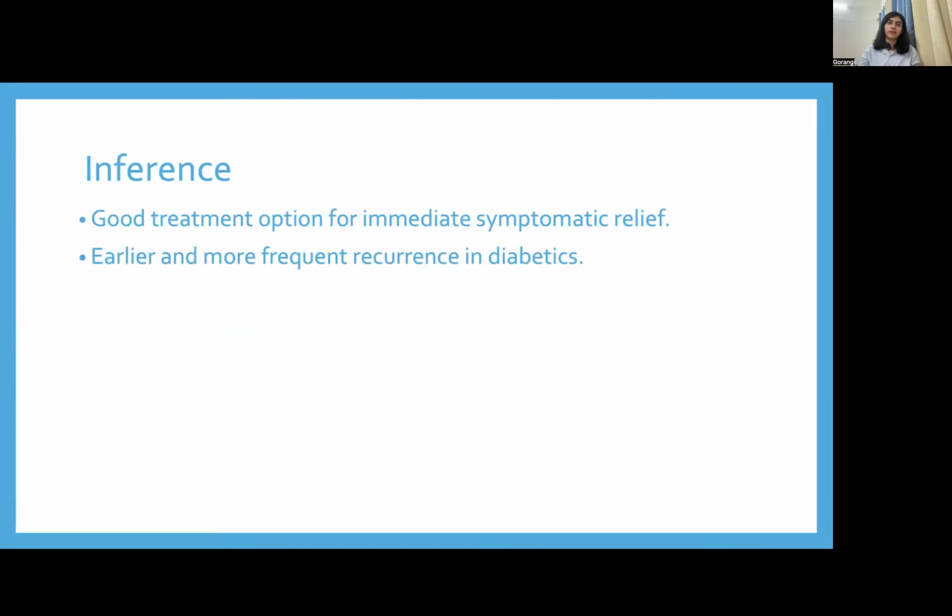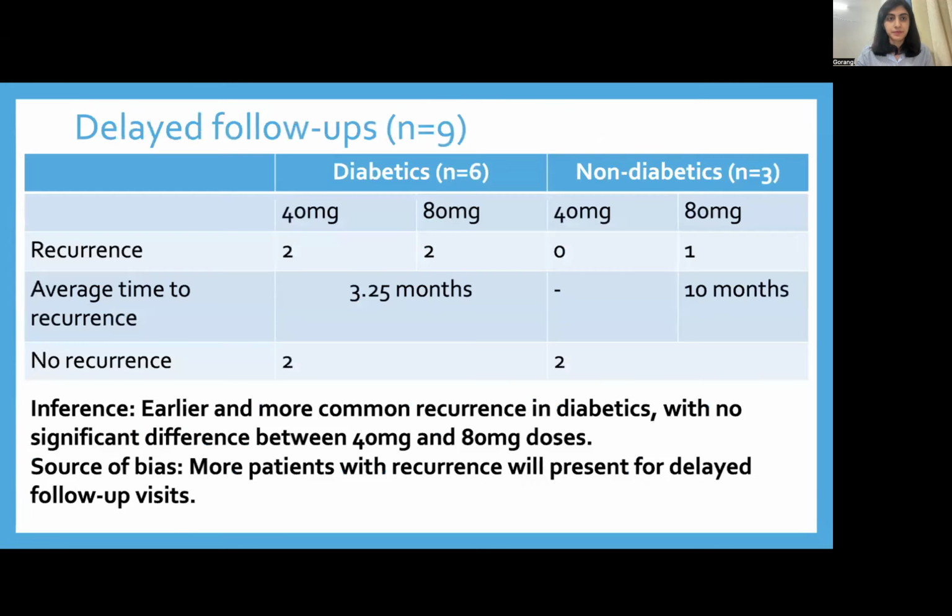So from this, we could infer that intra-articular steroid injections are a good treatment option for immediate symptomatic relief. And we could see that there was earlier and more frequent recurrence in diabetics.